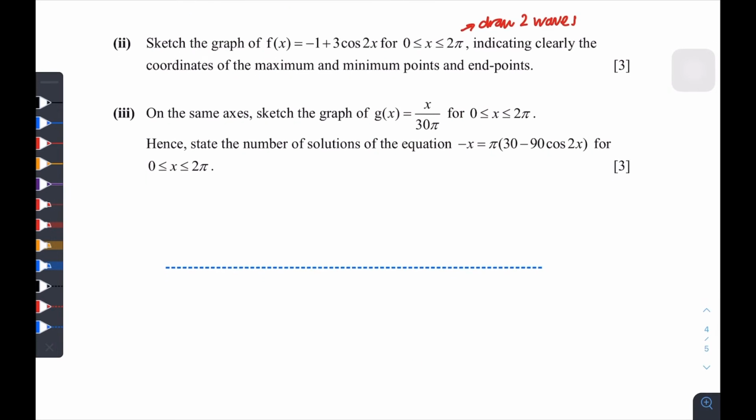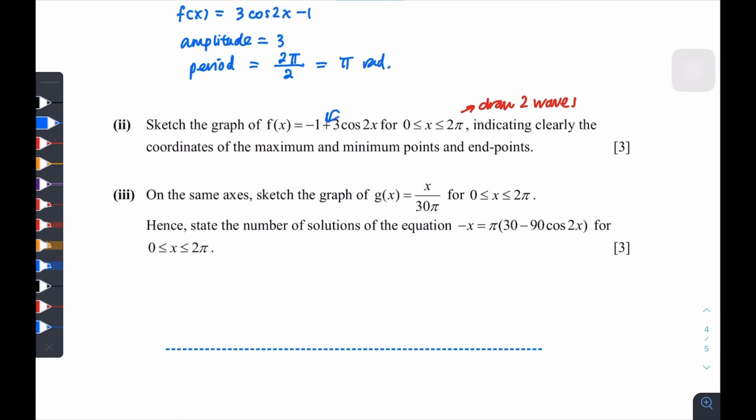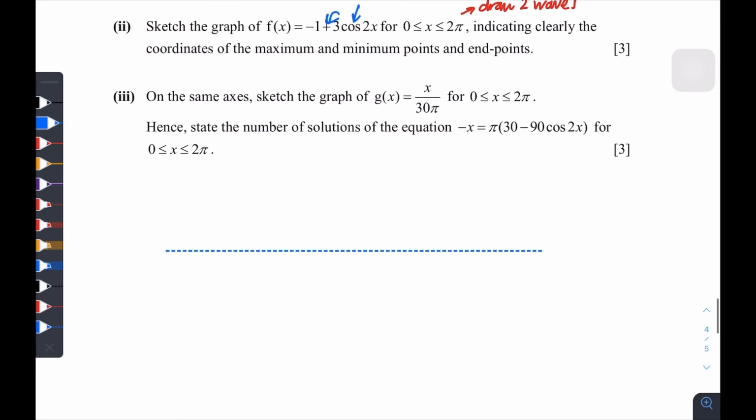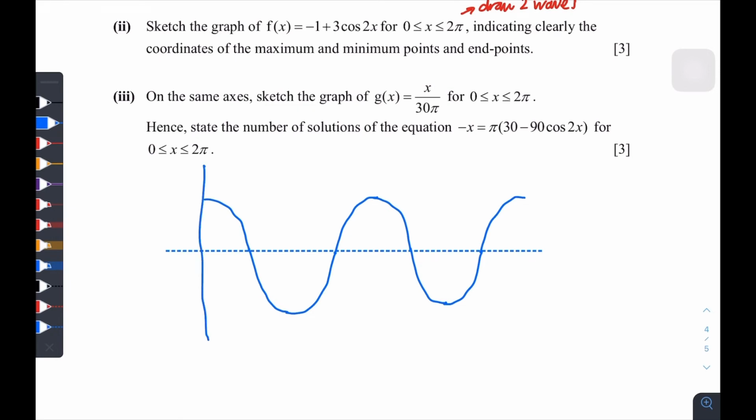Because I need to draw 2 waves, and this is a positive cosine graph, it means that the graph would look like this. It will start like this, like this. Part 1, part 2, part 3, part 4. Next one, part 1, part 2, part 3, part 4. Okay, we go like this. Then we label the y. Our y, this is -1. The middle line is -1. So -1 plus 3 is going to be 2. -1 minus 3 is going to be -4.